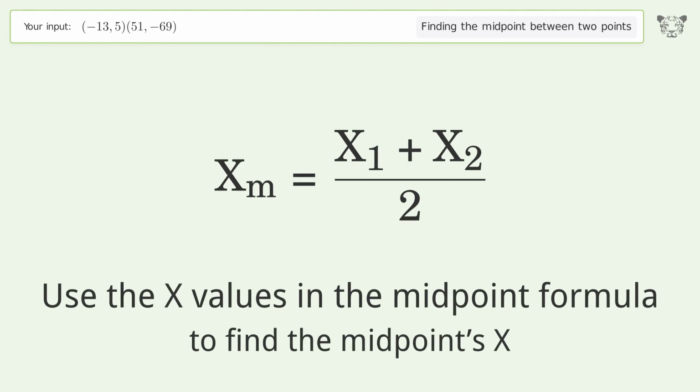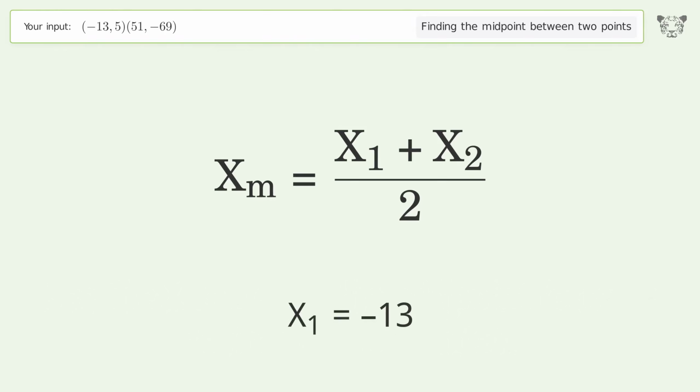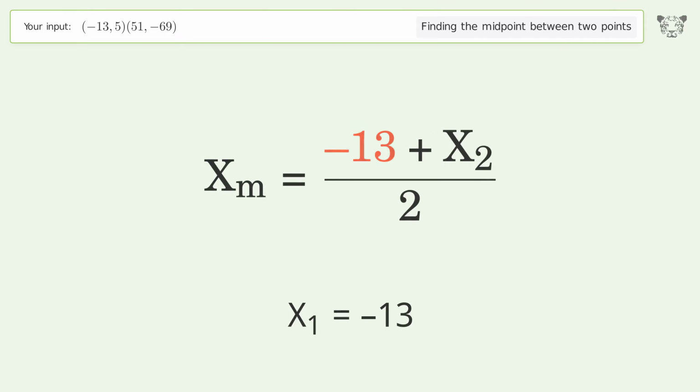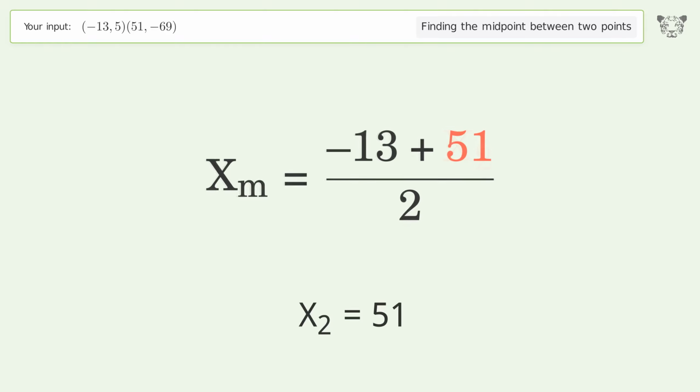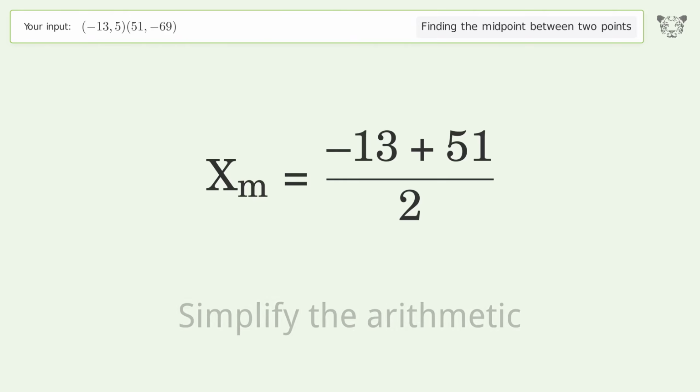Use the x values in the midpoint formula to find the midpoint's x. x1 equals -13. x2 equals 51. Simplify the arithmetic.